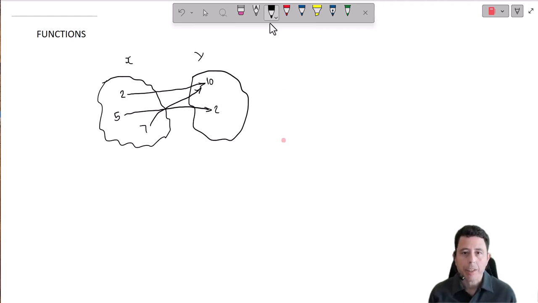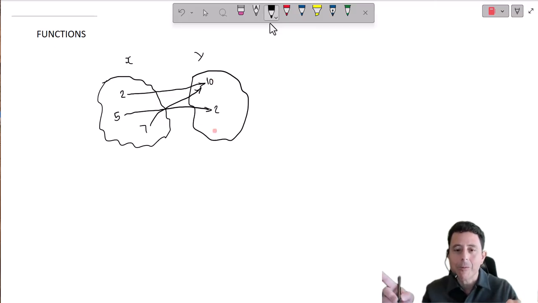What really describes a function is that for every value of x, you can only have one value of y. So for example, for x equals 2, there's only one value for y, which is 10. For x equals 7, there's only one value of y, which is y equals 10. Although for x equals 2 and x equals 7 the y value is the same, for every value of x, you only have one.